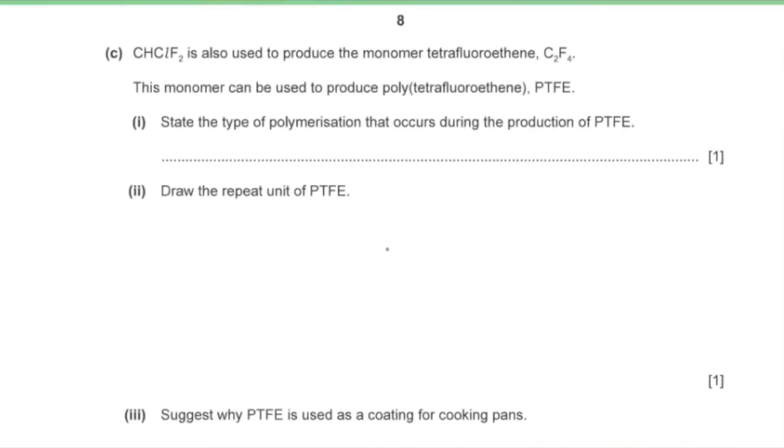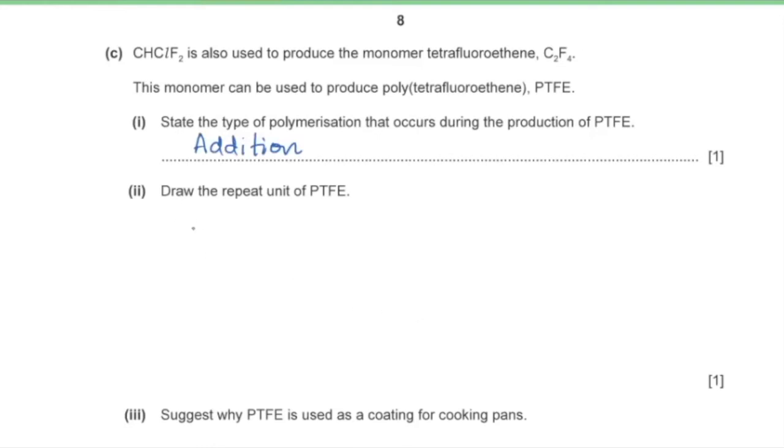Part C, CHClF2 is also used to produce the monomer tetrafluoroethene. This monomer can be used to produce polytetrafluoroethene. State the type of polymerization that occurs during the production of polytetrafluoroethene. So this is addition polymerization.